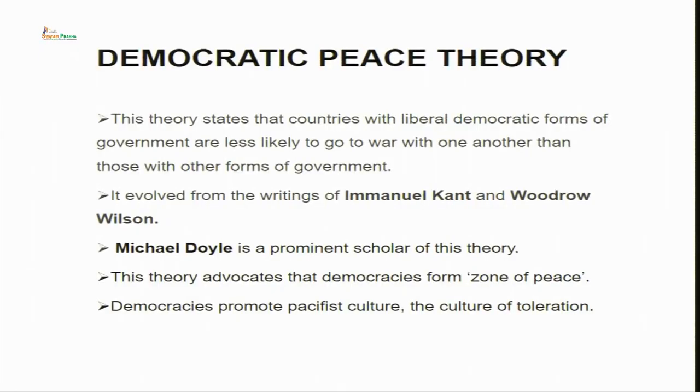Next is the democratic peace theory. What is democratic peace theory? This theory basically states that countries with liberal democratic forms of government are less likely to go to war with each other. So, two democracies don't go to war with each other. This idea evolved from the writings of Immanuel Kant and Woodrow Wilson. Michael Doyle is also one of the prominent scholars of this theory.